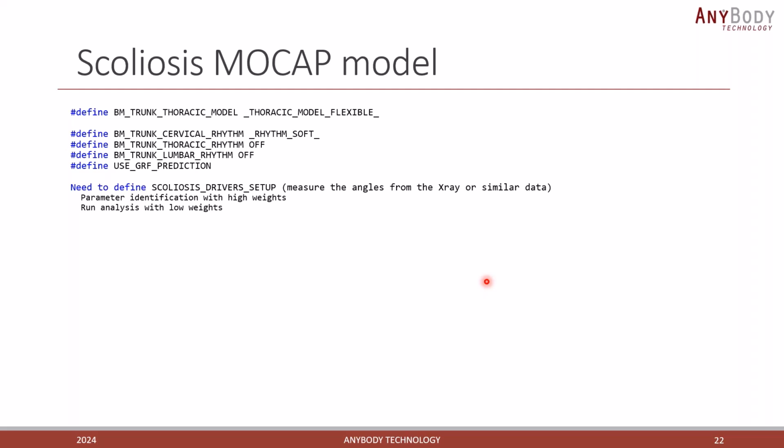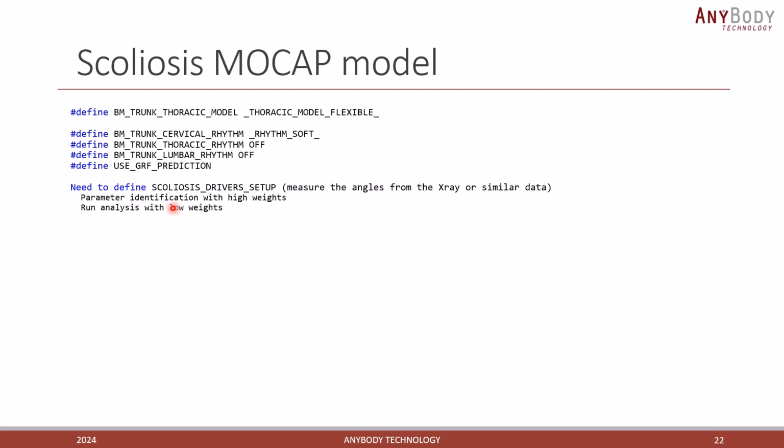And then you can also have a scoliosis MOCAP model. You can actually use the rhythms as well, but again, it really depends on how your data is. So my suggestion is that you have to take off the rhythms. So you put the rhythms off, thoracic and also lumbar, and then we define a new set of scoliosis driver, which is exactly the same as the scoliosis model as I showed you. And then you measure the angles from X-ray or some data that you have, and then put it there.